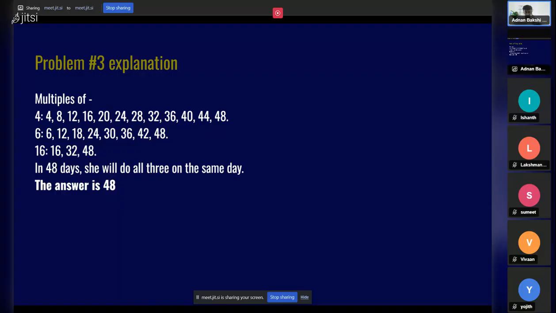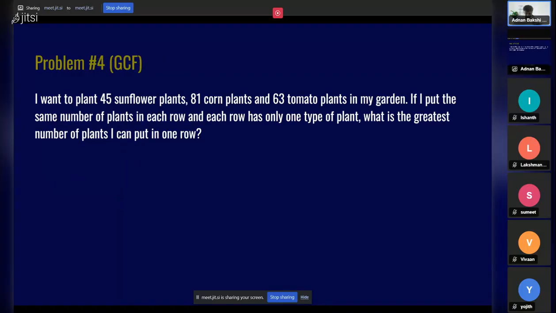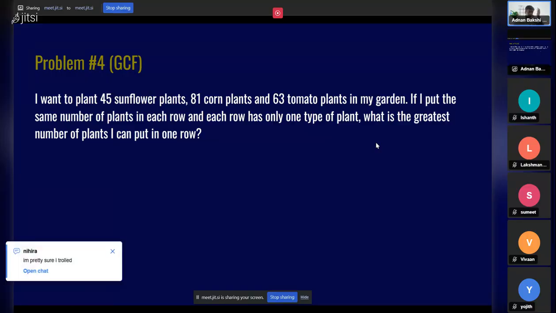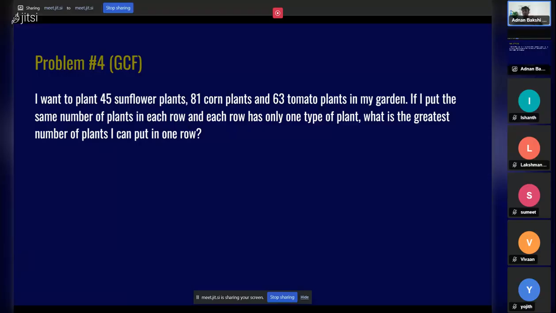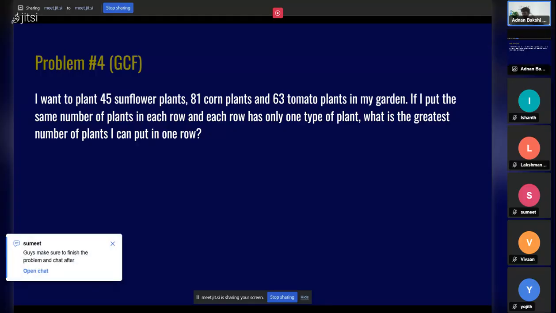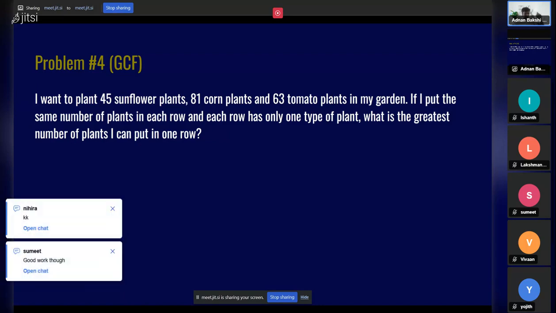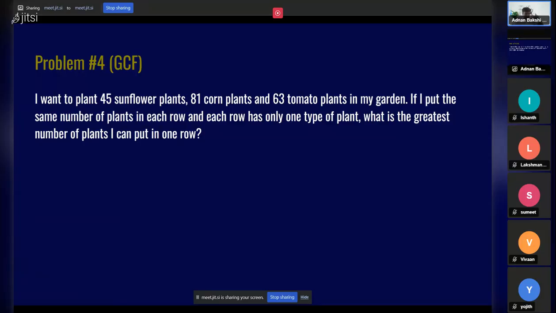Okay, let's just move on to question number 4. Let's say I want to plant 45 sunflower plants, 81 corn plants, and 63 tomato plants in my garden. I want to put the same number of plants in each row, and each row only has one type of plant. What's the greatest number of plants I can put in one row? You have to use greatest common factor for that. So break it down using prime factorization into prime numbers. Take the smallest power of that prime number, multiply it by the other ones, and make sure they're shared too.